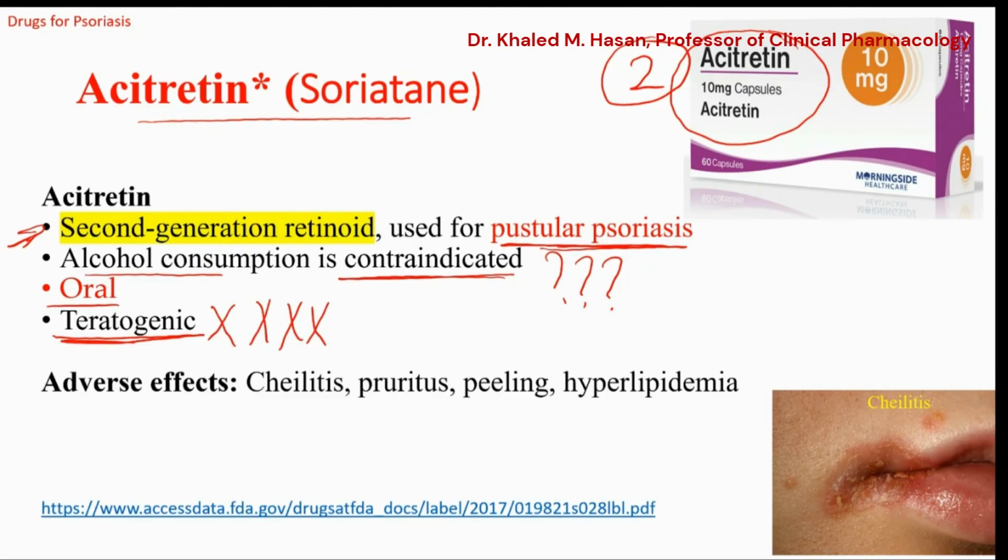So as you can see, we have two types of vitamin today. We discussed it for acne and psoriasis. We have vitamin A derivative. We have vitamin D derivative. Do you agree with this one?